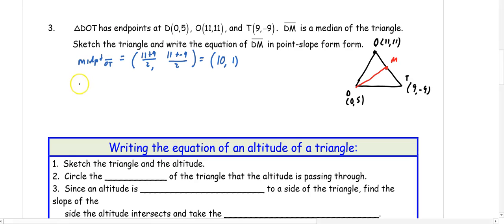Then I also need to find the slope of my median, DM, and I know now that M is the coordinates 10, 1. So I have y2 minus y1 over x2 minus x1, which gets us negative 4 over 10, and that reduces to negative 2/5. So now that I have my midpoint and my slope, I can write my equation in point slope form. So I get y minus 1 equals negative 2/5 times x minus 10.